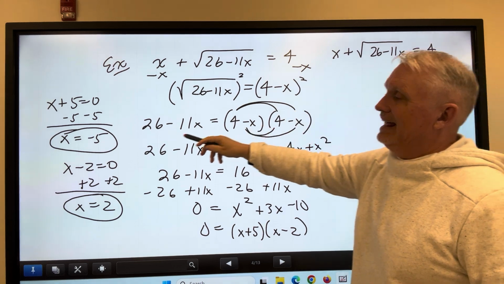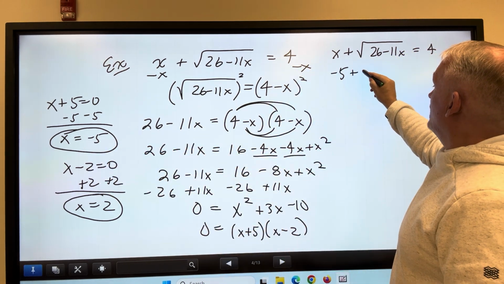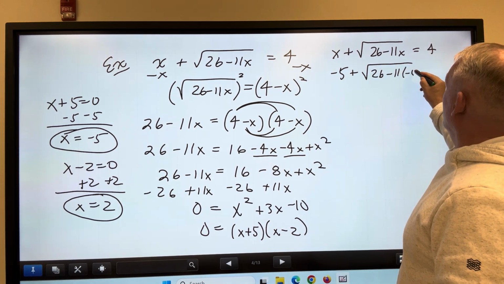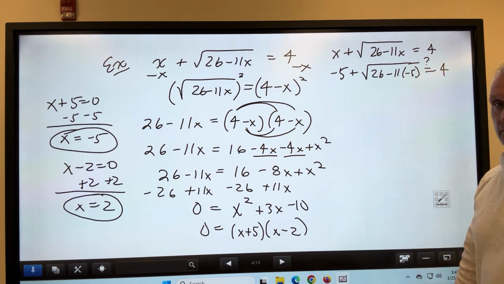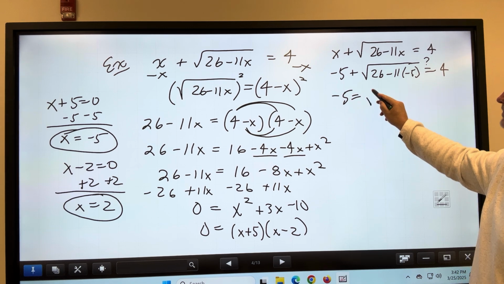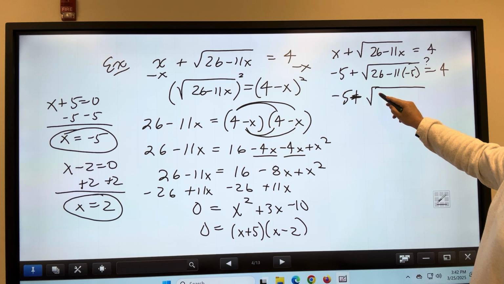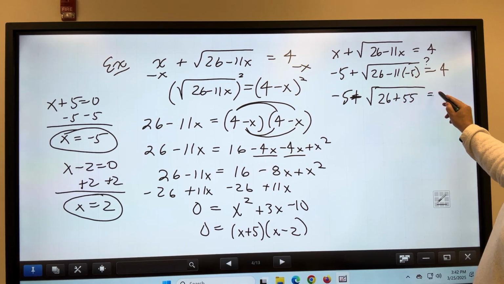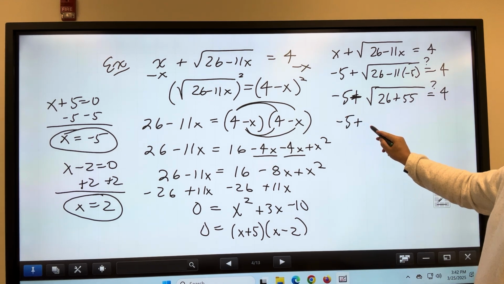Well, let's plug in negative 5. I'm going to plug in negative 5. Negative 5 plus the square root of 26 minus 11 times negative 5. Does that equal 4? Well, I got to do some work here. Minus 5 is equal to, that's a plus, 26, and this is plus 55. Does that equal 4? So this is minus 5 plus the square root.